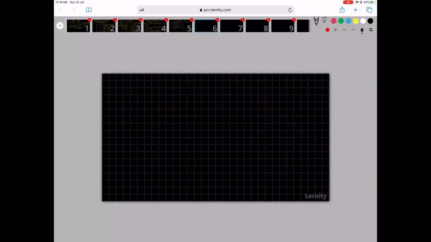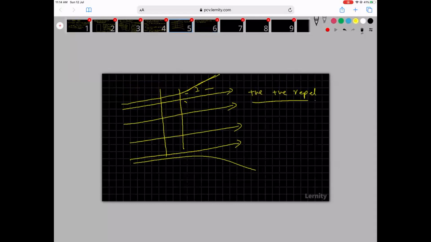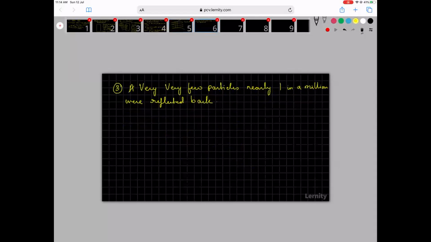Then there was a third observation, that very few particles, nearly 1 in a million, were reflected back. Reflected back means they went this way and then they came back. Very few of them, 1 in a million, were reflected back.